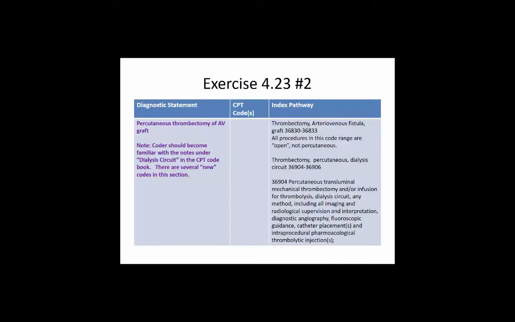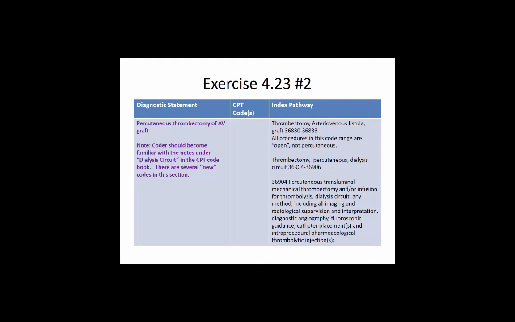And let's look at this exercise. This one threw me. I want to describe to you why. I had not taken the time to look at the new codes for 2017, so I had to do a little work here to figure out what this code was. When you go to thrombectomy and you look up the AV fistula and the graft, you get this range of codes. But when you go to the code book and you read the descriptions in that range, all those procedures are open procedures. They're not percutaneous procedures. So I knew something wasn't right.